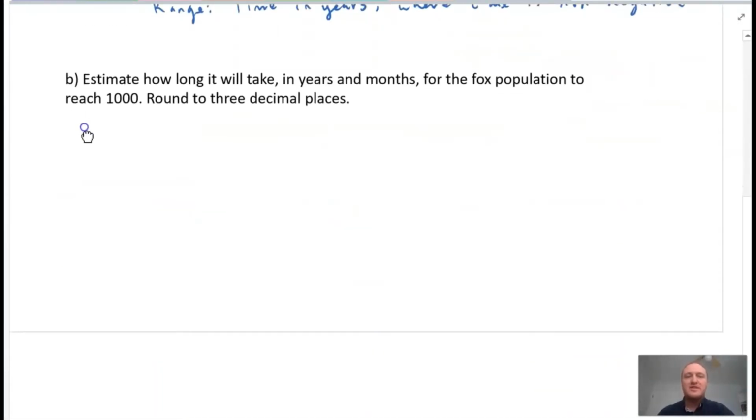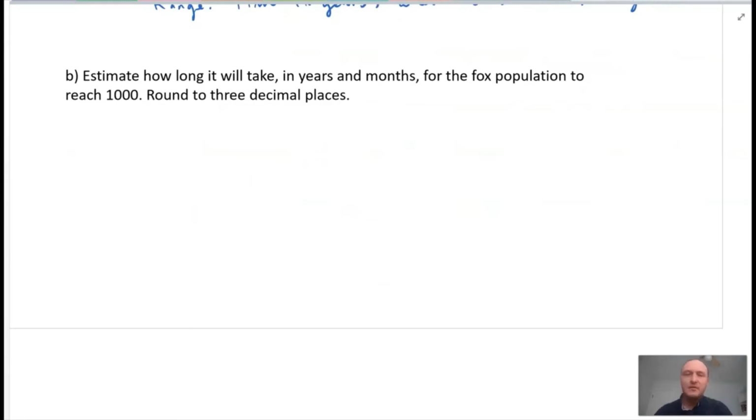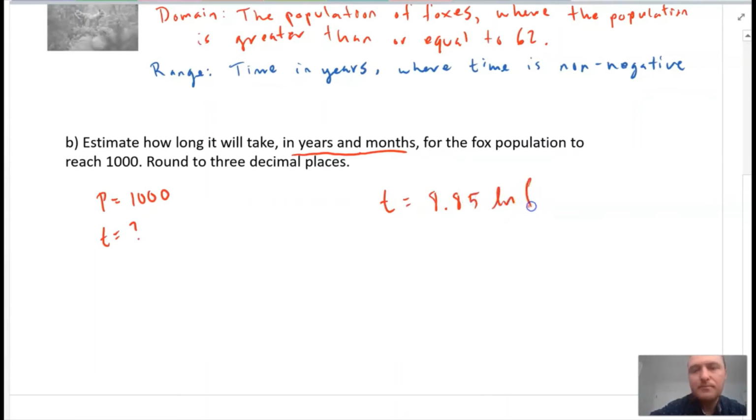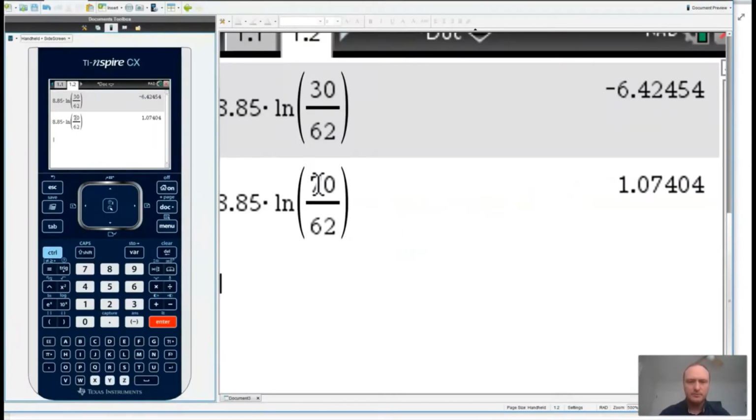So part B, it says estimate how long it will take in years and months for the fox population to reach 1,000. So I want the fox population to be 1,000. That tells me that P is equal to 1,000, and we want to solve for time, in years and months. So I know T is equal to 8.85 times the natural log of P, which in this case is 1,000, divided by 62.